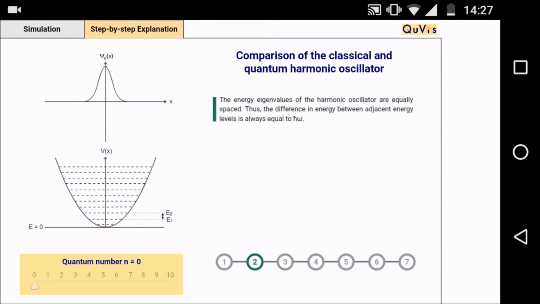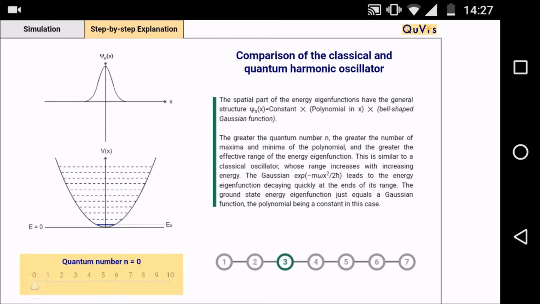The energy eigenvalues of the harmonic oscillator are equally spaced. Thus, the difference in energy between adjacent energy levels is equal to h bar omega. This is called the transition energy, and we've already calculated that in part 1.